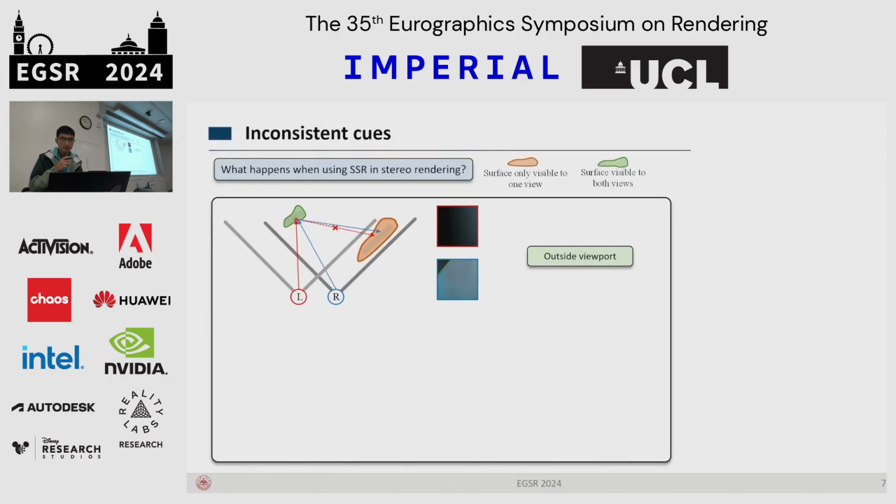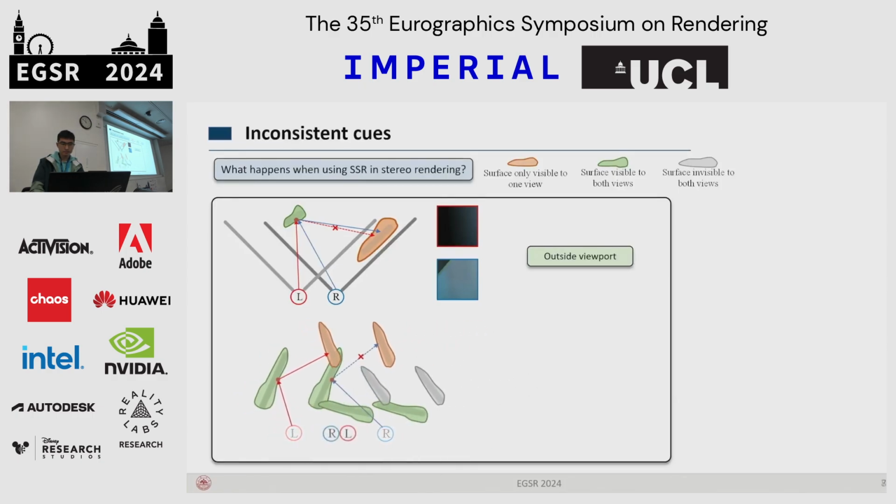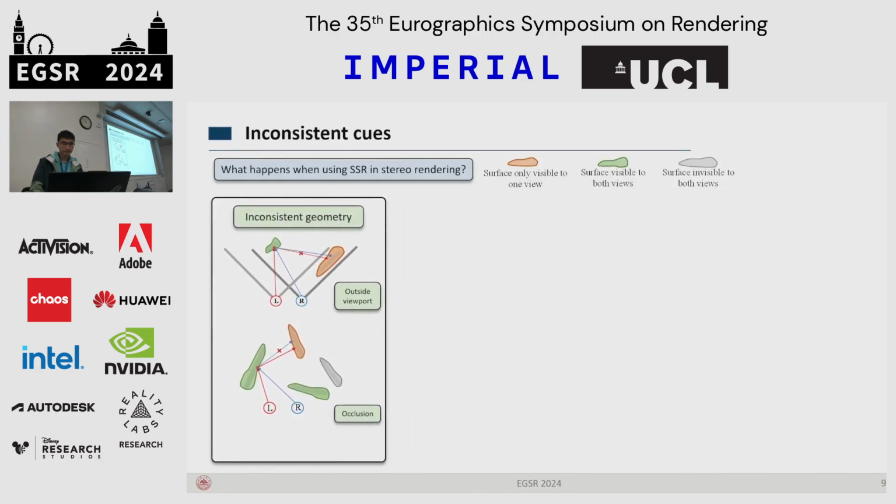In another case, the left eye can correctly capture the reflection. But the reflected surface is occluded in the red eye. We refer to this issue as the occlusion problem. These issues stem from inconsistent geometry. Next, let's consider another inconsistency concerning the flattened boundary.